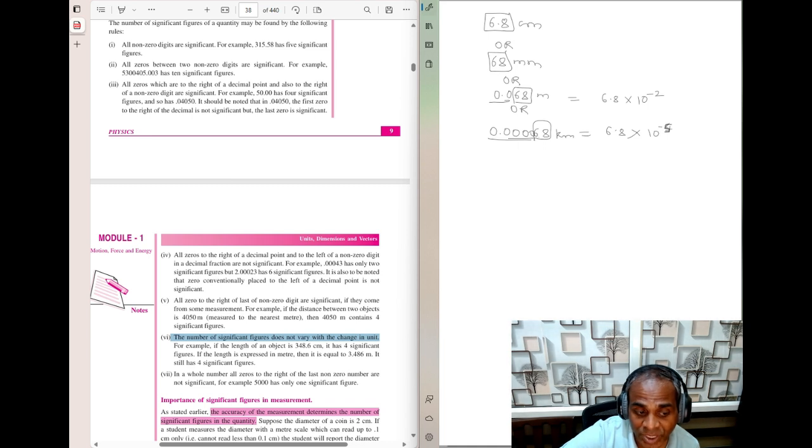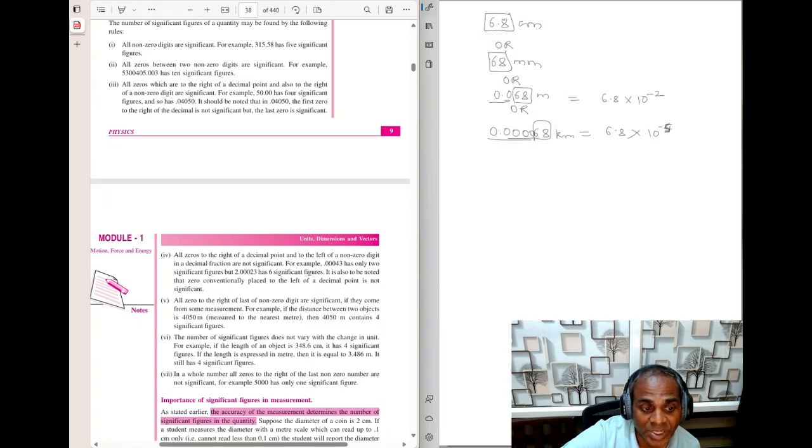Another example is shown here. The length of an object is 348.6 centimeters. It has four significant figures. So if the length is expressed in meters, it will be 3.486 meters. It still has four significant figures. Now the last rule is, in a whole number, all zeros to the right of the last non-zero number are not significant. For example, 5,000 has only one significant figure.